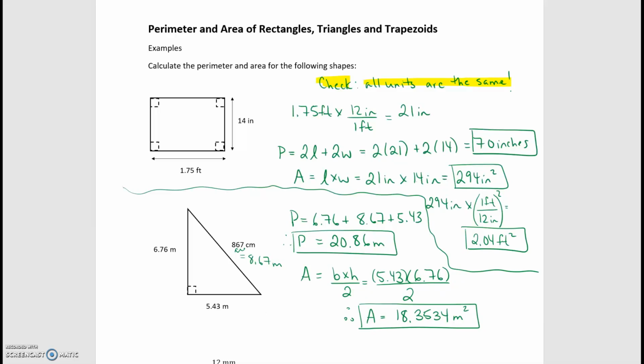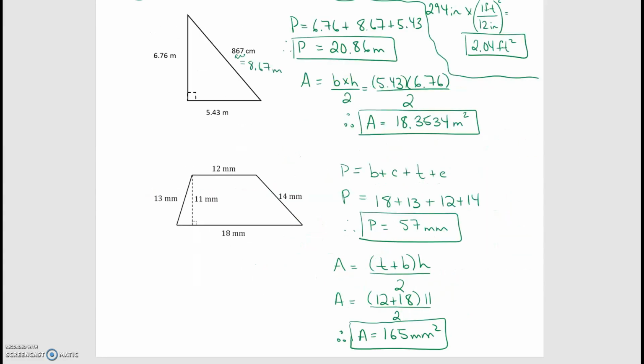Now I'm going to encourage you to take a moment to try the next example, which is a trapezoid. Take a look at your formula for perimeter and area of a trapezoid on your geometry formula sheet. Pause the video, try the question out, come back and check to see how you did. Hope you were able to get those 2 answers for perimeter and area of this trapezoid, and I hope you're also feeling comfortable with finding perimeter and area of these types of shapes.